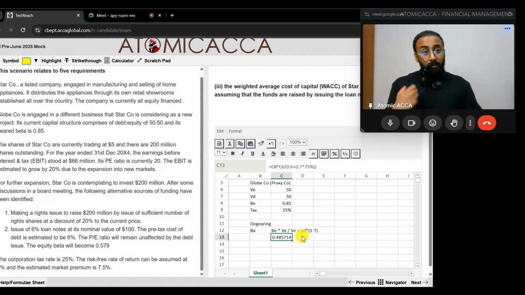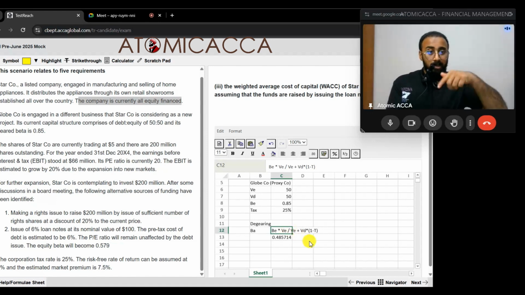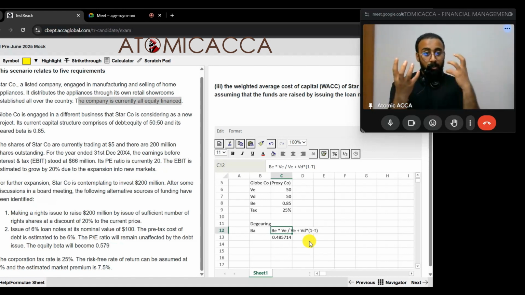Now we have to re-gear it. When I'm re-gearing, I need the capital structure of Star company. What does Star company say? All equity financed. If it's all equity financed, and you look at the formula, value of debt is basically 0. That means 0 into 1 minus t will be 0. So we are left with value of equity by value of equity, which will cancel out, so it will turn out to be 1. That means beta equity into 1 is equal to beta equity. So if I solve the formula, I'll be left with asset beta equal to equity beta.